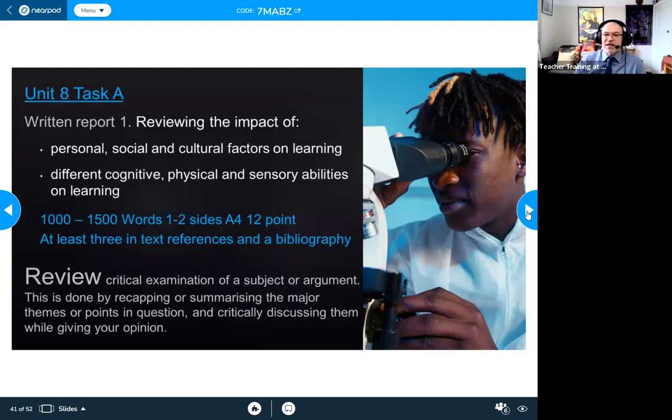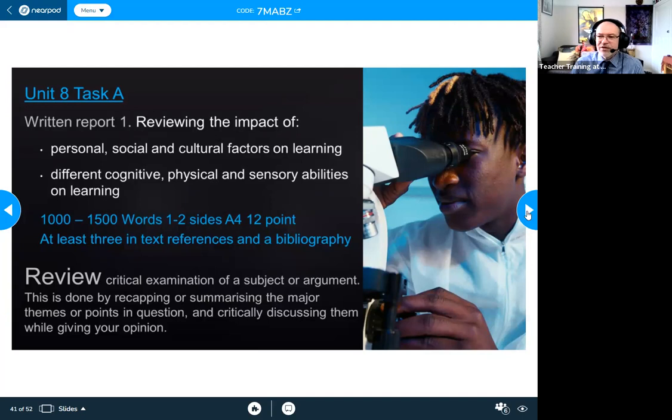But I'm also saying what would add more value is if you've got examples of learners whose learning has been affected by personal, social, cultural, cognitive, physical, or sensory abilities, either currently that you're working with or in the past. It would be great to make reference to those, how that impacted their learning, and what actions or interventions have been taken to support the learner.